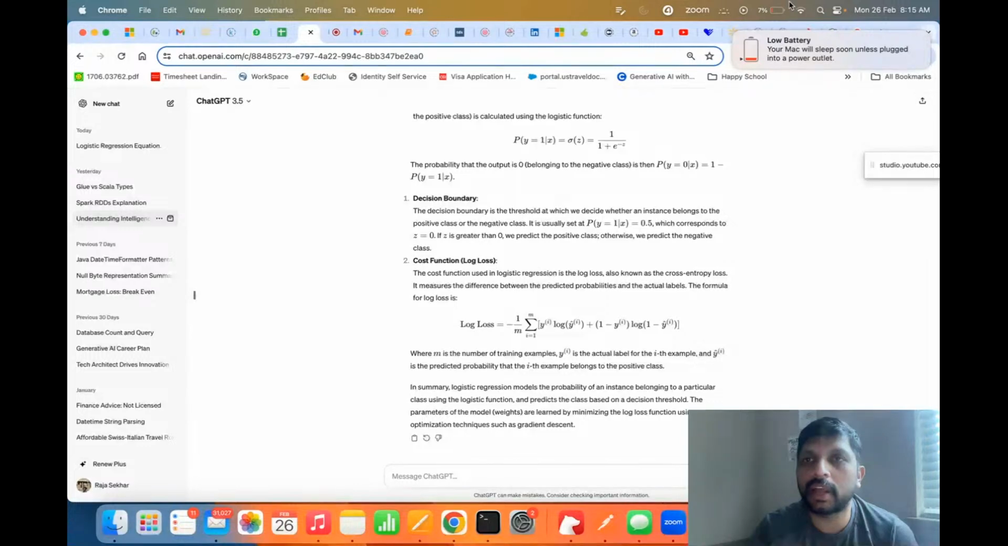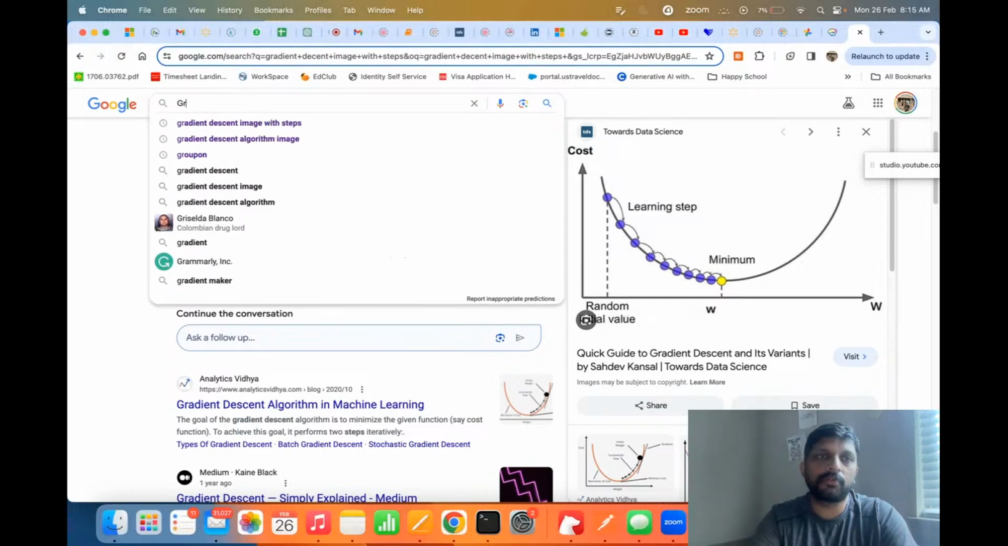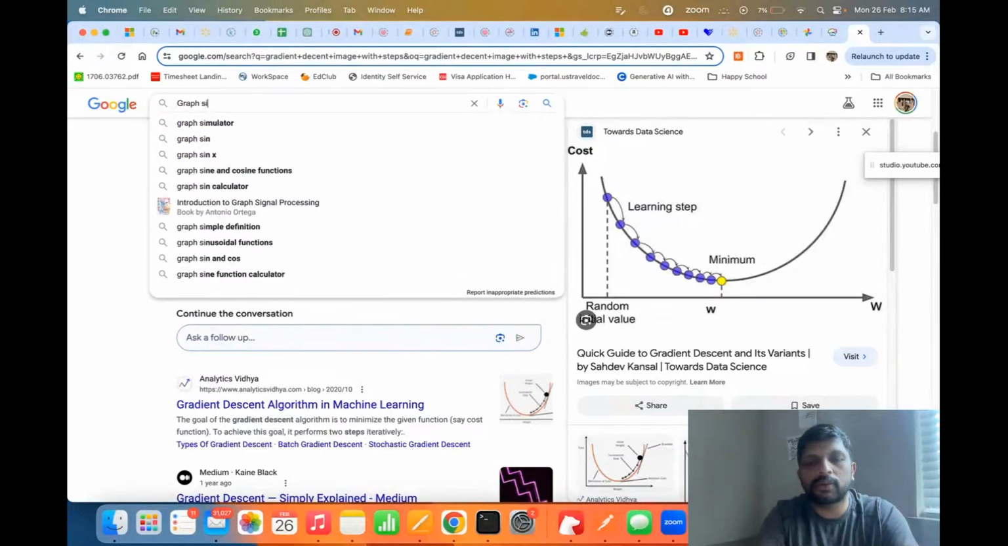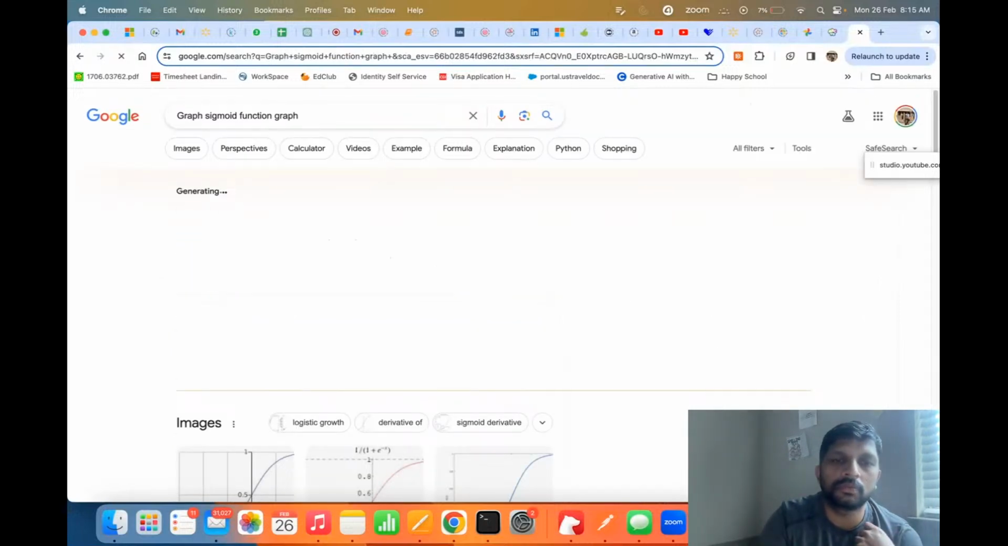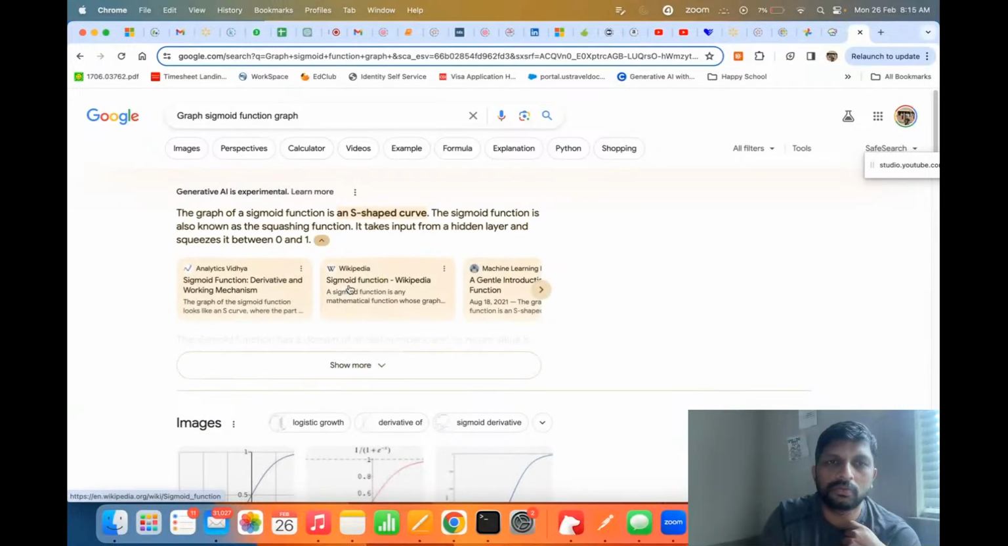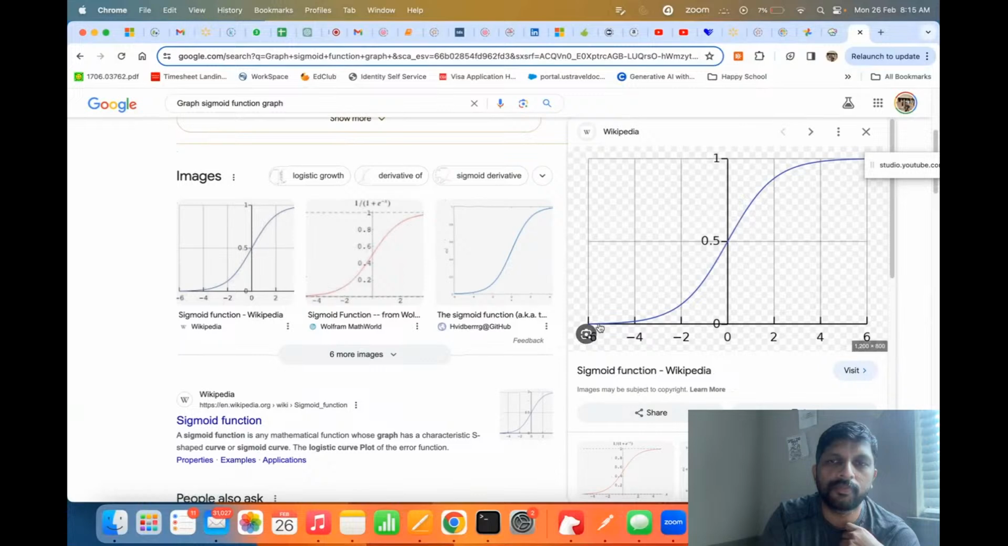Okay, let's look at the graph of the sigmoid function. If you look at it quickly, you can understand why they picked the sigmoid function, instead of several other functions. A sigmoid function graph looks like this. It goes very close to 0, the center value is 0.5, and then it goes to 1. So this is perfect, right?